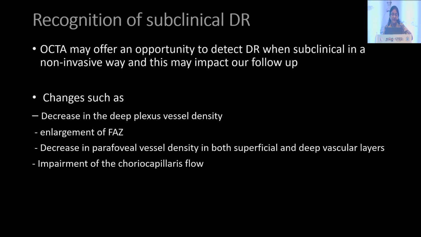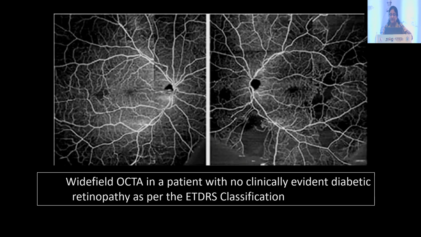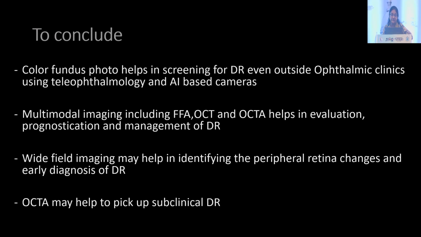Very subtle changes such as decrease in the deep plexus vessel density, enlargement of the FAZ, a decrease in the parafoveal vessel density in both superficial and deep vascular layers, and impairment of the choriocapillaris flow may be picked up, helping us in identifying subclinical DR. A wide field OCTA in a patient with no clinically evident diabetic retinopathy again can really pick up the changes which are happening in the far periphery.